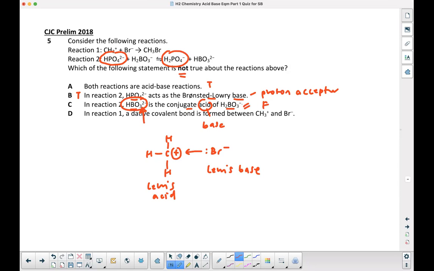Right. In reaction 1, the dative bond formed between... Yeah, I told you just now. The dative bond was formed over here. So this is for part D. Okay. So the answer in this case should be C. Okay, let's look at the next question.